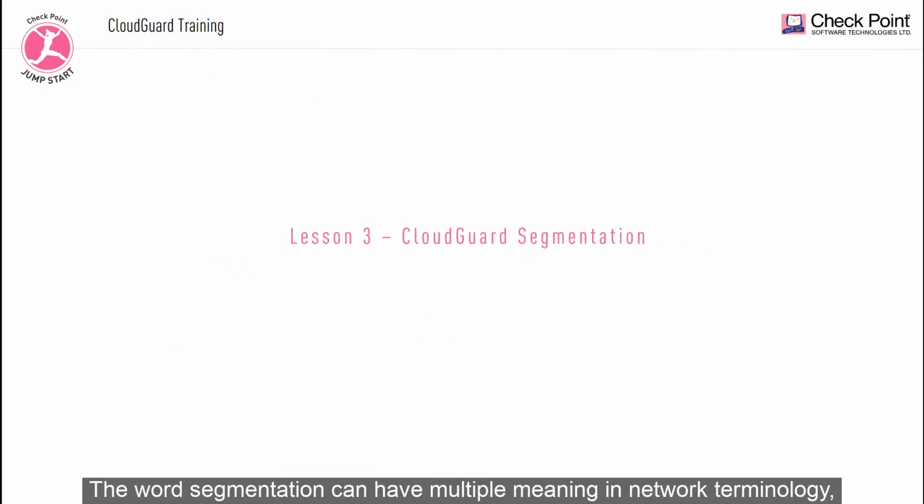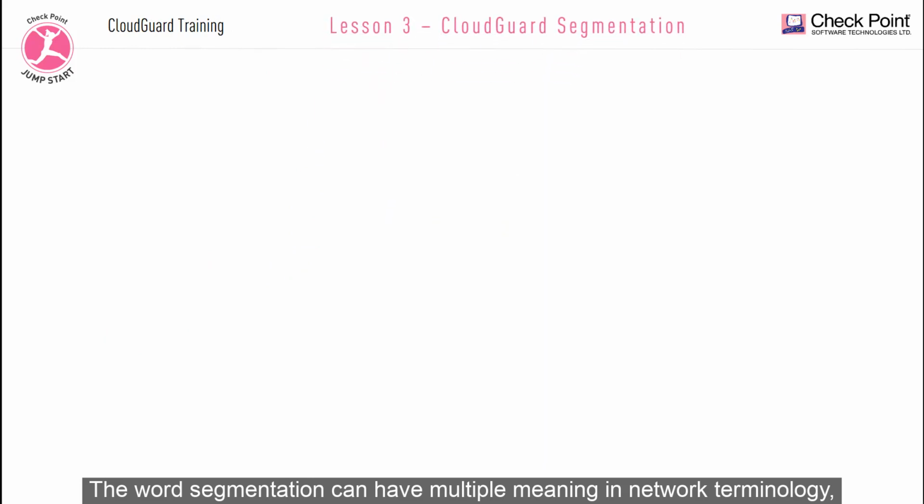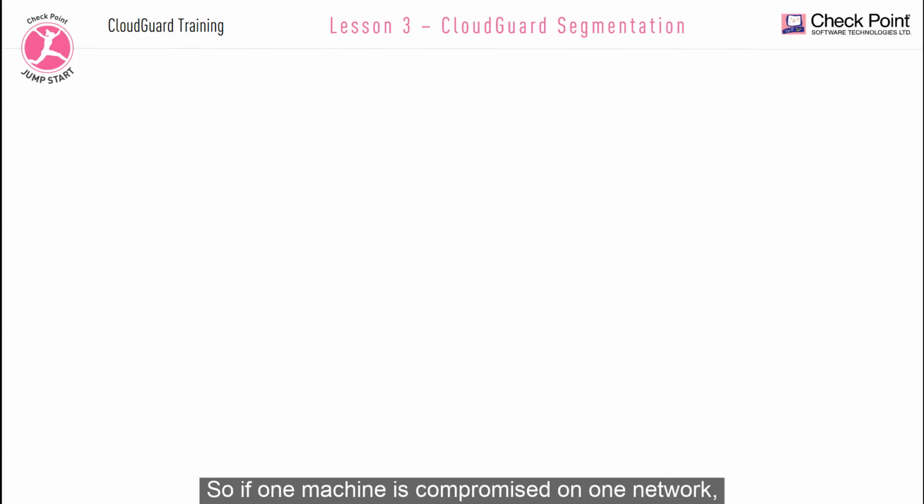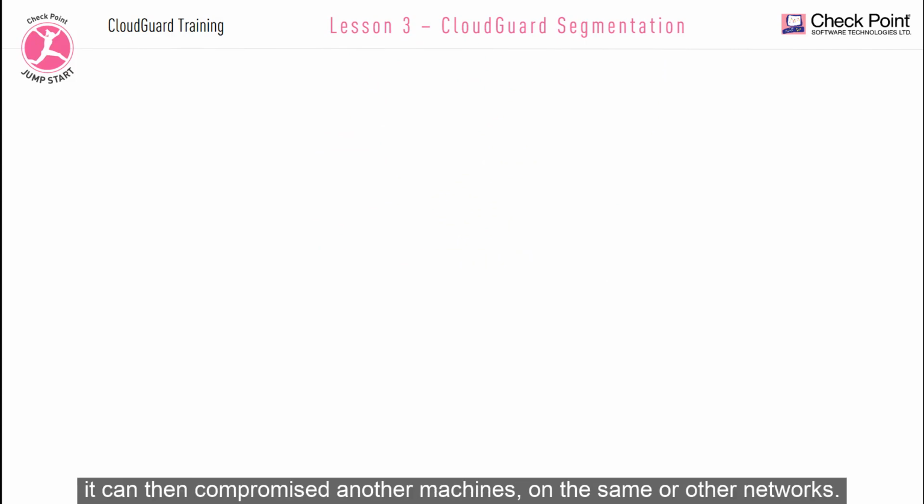The word segmentation can have multiple meanings in network terminology, but here I'm referring to the meaning that networks are isolated from each other. So if one machine is compromised on one network, it can then compromise other machines on the same or other networks.